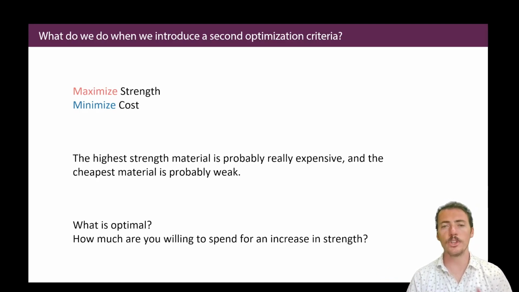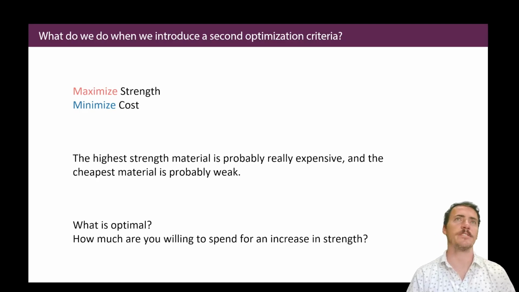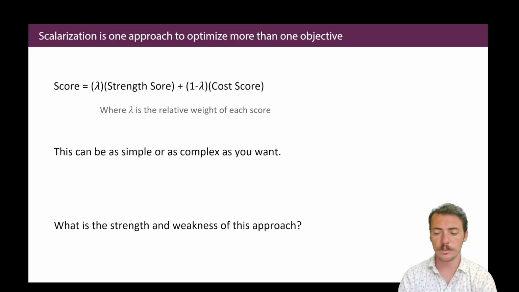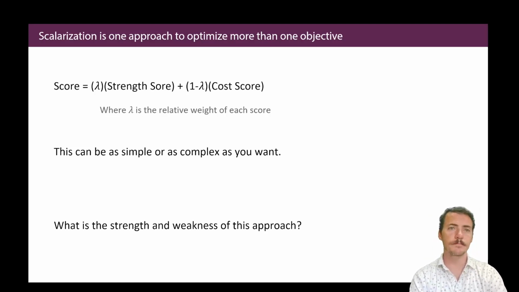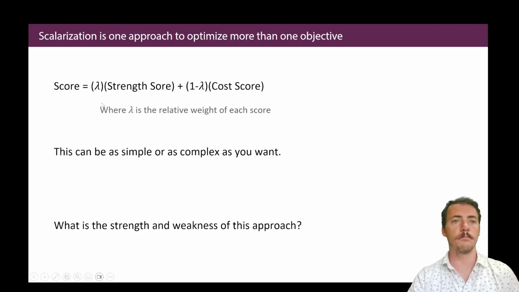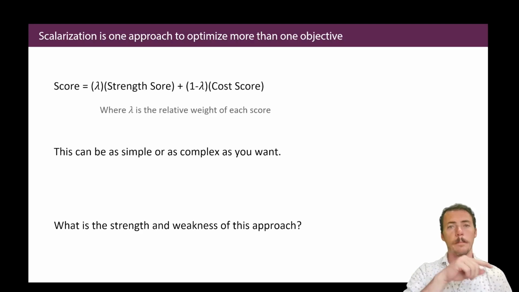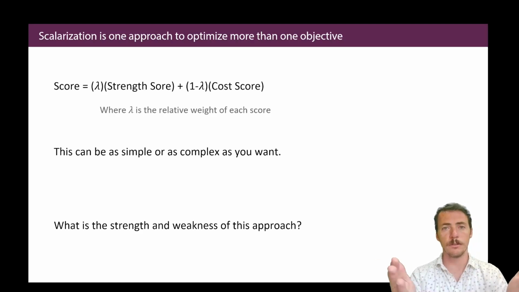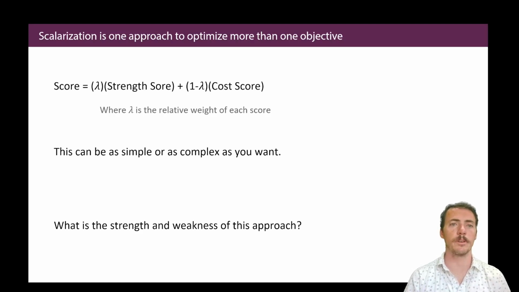Or in other words, how much are you willing to spend for an increase in strength? These become a little bit hard, right? So what do you do about that? Well, the simplest way to deal with it is what's called scalarization, right? We're going to make a scalar, a single value, some sort of score that takes into account multiple different objectives. So the overall score might be equal to some lambda, some weighing parameter that tells us how much we care about strength score, plus 1 minus that value for the cost score, right? So this would be one way to do it. This allows us to come up with a new score. And obviously this function could be as simple or as complex as you want. This is a really simple one that I'm showing you.